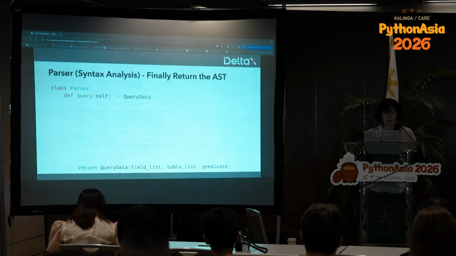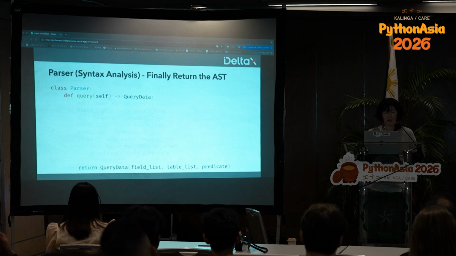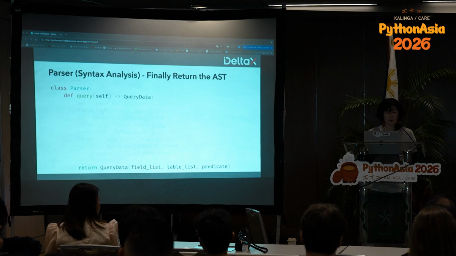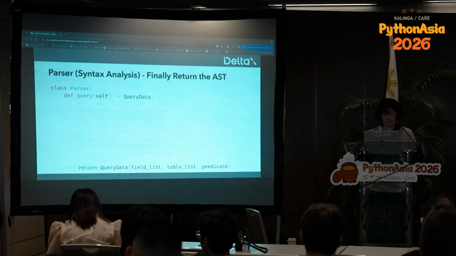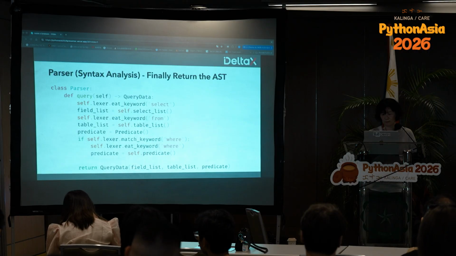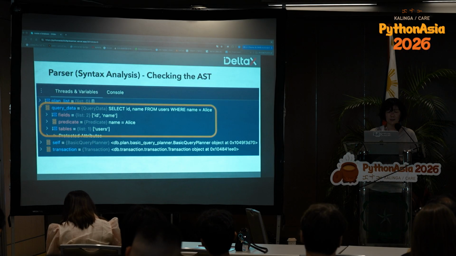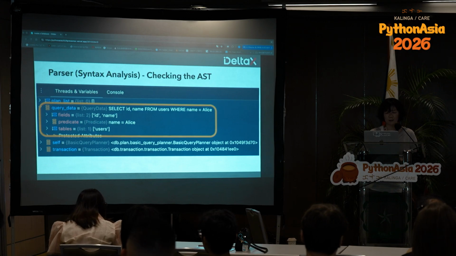Now we are back to the query method. We have the fields, tables, and conditions. We put them together into a query data object and return it. This is the AST. This is a screenshot from the debugger. You can see that query data is structured.